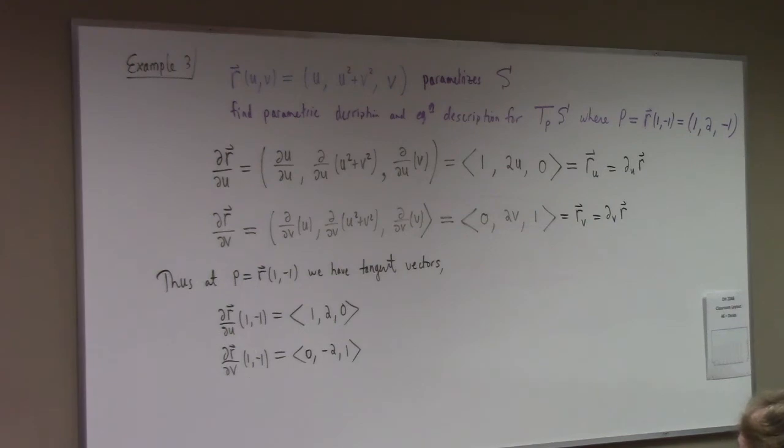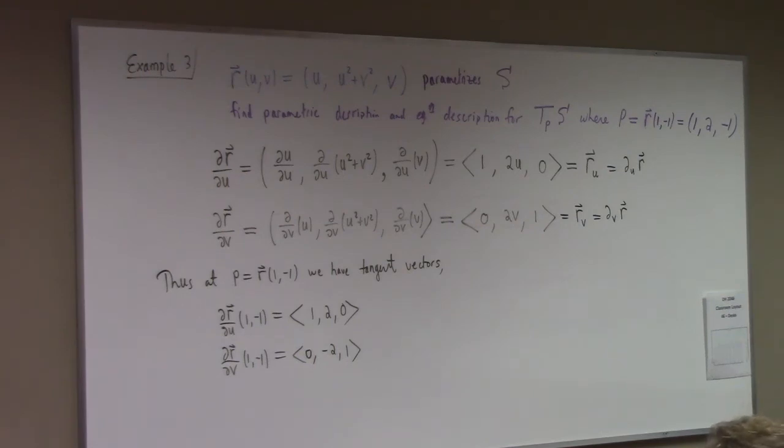What we do is R of, let's say U and V again, if you wanted. I'll do that. R of U, V equals the base point, which was 1, 2, minus 1, and then you just do U times 1, 2, 0, plus V times 0, minus 2, 1. That, folks, is it. That is a parameterization of the tangent plane. So finding a parameterization of the tangent plane, given a parametric description of the surface, is a piece of cake.